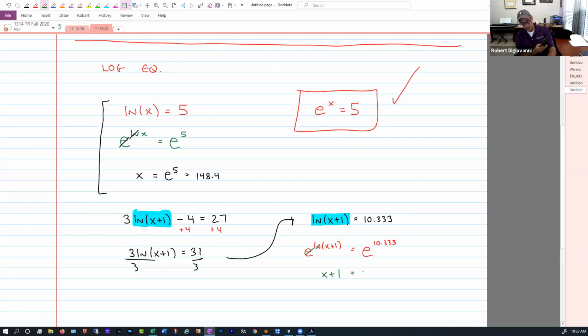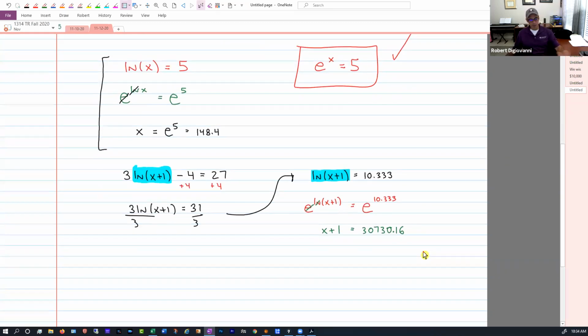Ooh, it's pretty big. Okay, 30,730.16. One more step. What is it? Subtract 1 on both sides. So you get x is equal to 30,729.16.